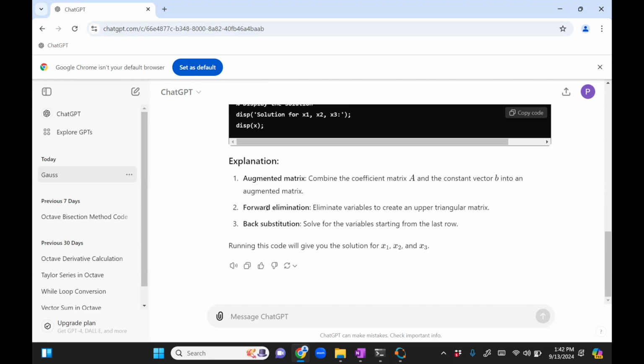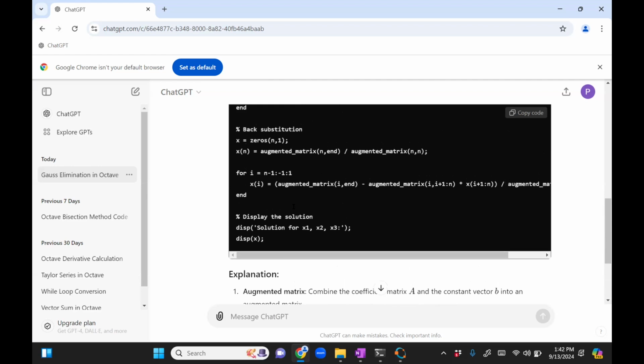So the augmented matrix, that's the same one which I showed you. It was like A and B put together. That's what it does. Then it does the forward elimination, which is the step which is creating the zeros. And then the back substitution is the one which I showed you. So those three steps are clearly in that code. So let's see what it is.